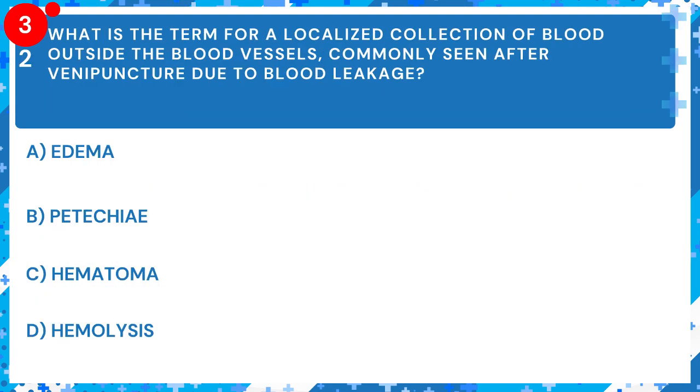Question 32. What is the term for a localized collection of blood outside the blood vessels, commonly seen after venipuncture due to blood leakage? A. Edema. B. Petechiae. C. Hematoma. D. Hemolysis.